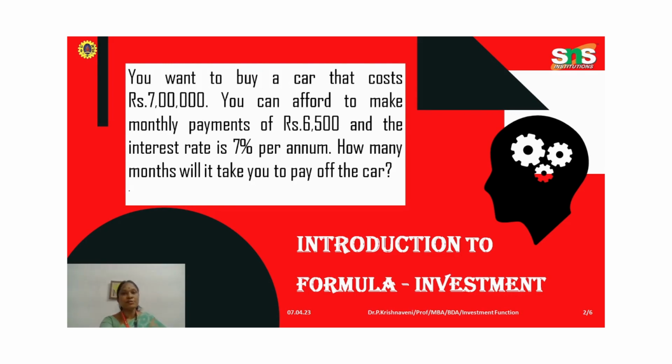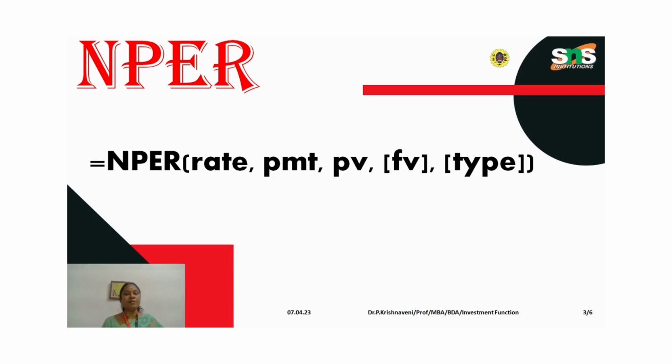Obviously, here we will use the NPER function. This is the formula where we use the rate, payment, present value, future value, and whether we are going to make the payment at the beginning of every month or at the end of every month. This data is required to make these decisions.